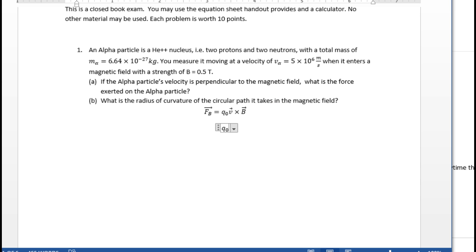Q, because it's helium++, is 2 times 1.6 times 10 to the minus 19th coulombs, right? 1.6 times 10 to the minus 19th coulombs is the fundamental unit of charge. Electrons is minus this, proton is plus this. So our total charge here is just 3.2 times 10 to the minus 19 coulombs.